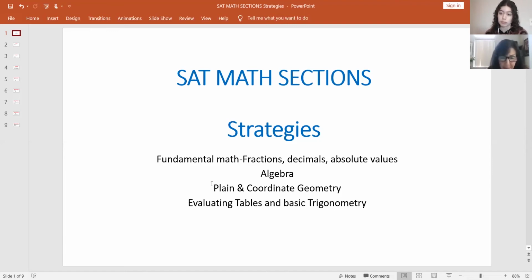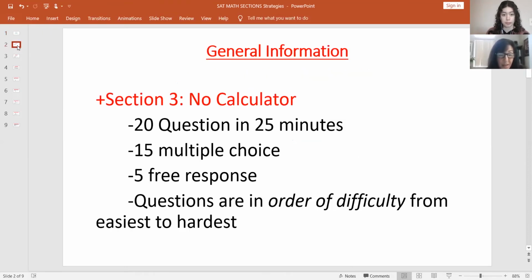There is plane and coordinate geometry, so plane geometry such as the area of a circle or of a sector, and coordinate geometry on a coordinate plane. And that ends up being about 6 to 8 questions total. So if you're a little rusty, then you're going to want to focus on that. And then also evaluating tables and some basic trig, SOHCAHTOA, for example. And that's the basis of the test.